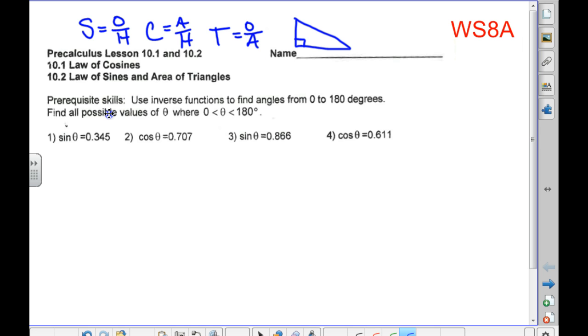Well, some mathematicians extended this concept and showed a way to make these two laws work for all triangles, okay? 10.1 in your book is law of cosines and 10.2 is law of sines. We're going to cover both today because it's review for all of you. Area of triangles is also covered in 10.2. All right, a few of the prerequisite skills you need to know.